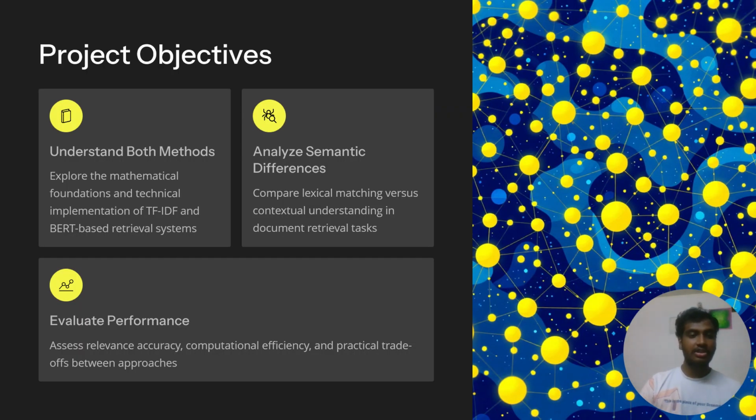So these are the project objectives: understanding both methods, analyzing semantic differences, evaluating performance. The goal of this project is pretty straightforward. We're going to understand how both TF-IDF and BERT work, compare how they retrieve information, and see which one performs better in real-world searches. If I had to sum it up in one line, TF-IDF is fast and BERT is smart. And by the end, you will see why the balance matters.